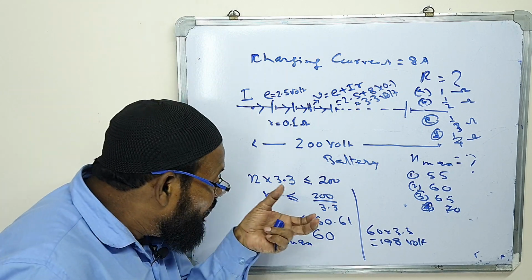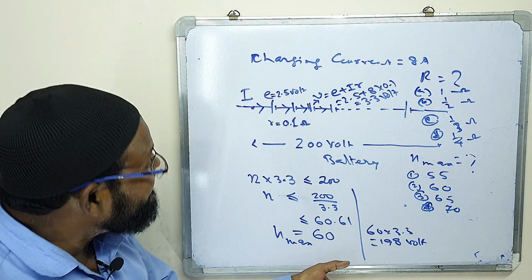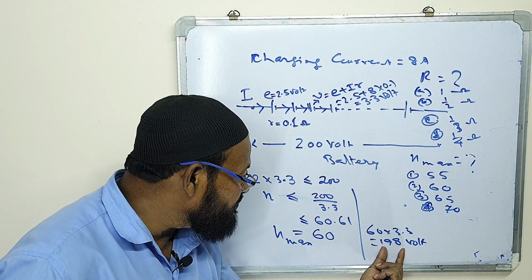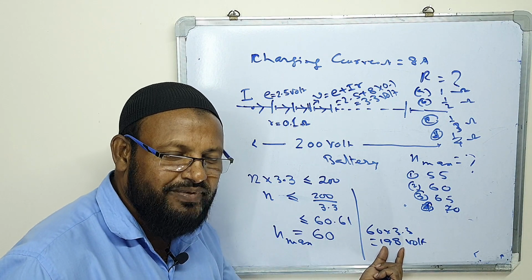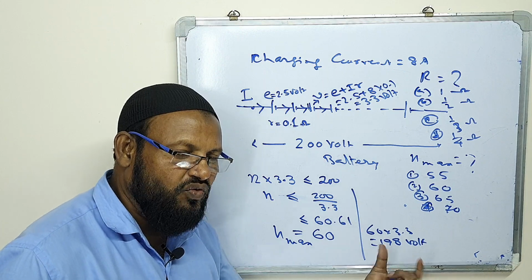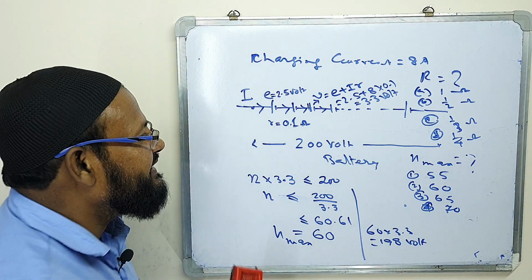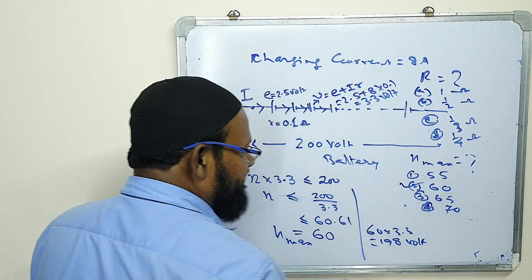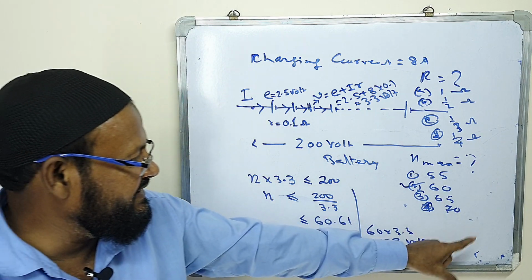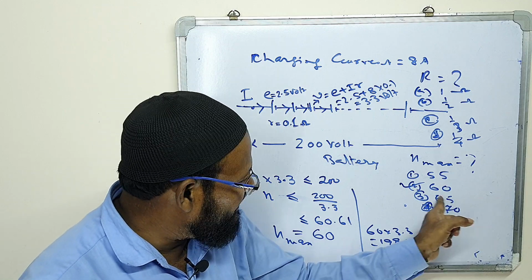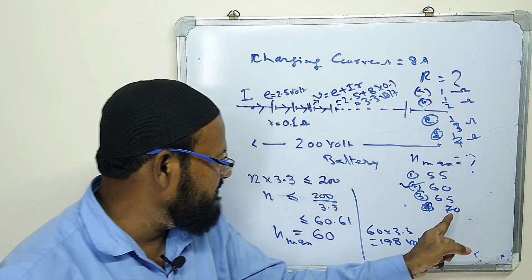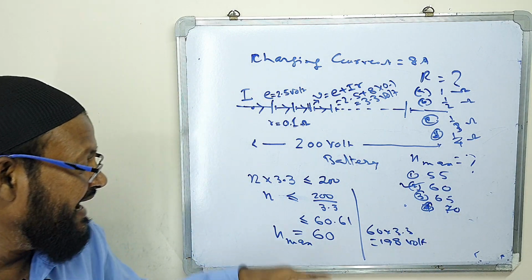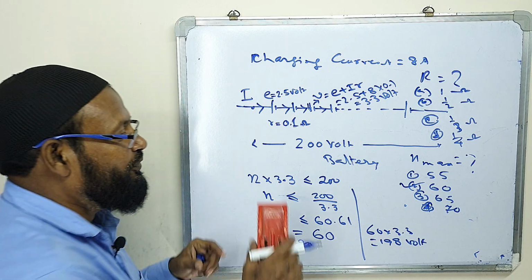60 cells. And when 60 cells are charged by this battery, how much potential difference is used? 198 volt. What is the extra potential? Now, what is the answer? The maximum number of cells is 60, not 55, not 61. Here it may seem to be 61, but that is not the answer. The answer is 60.